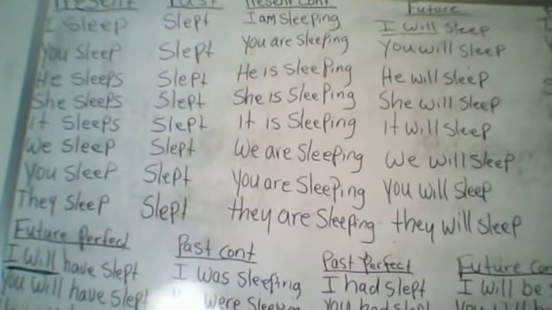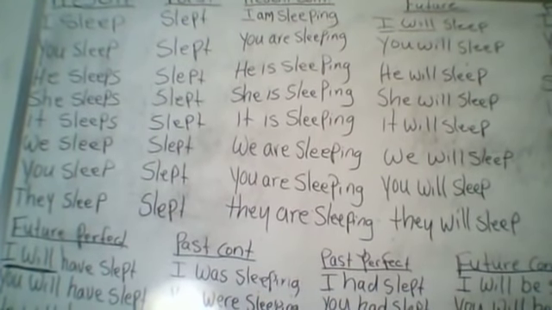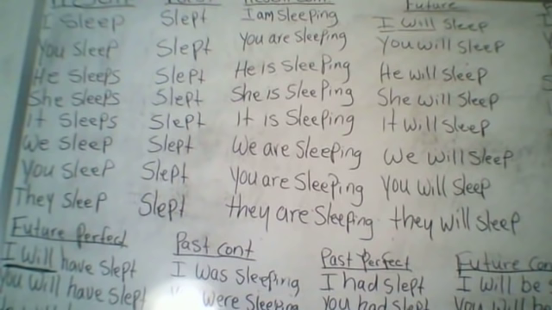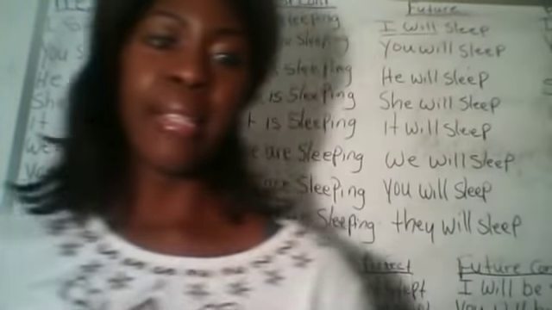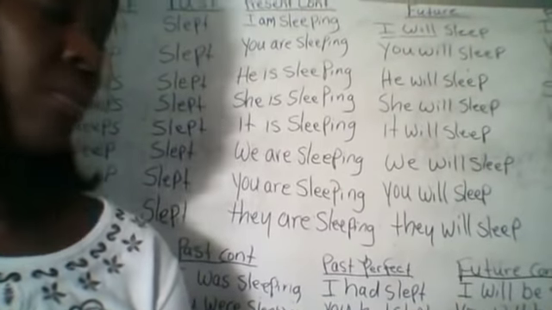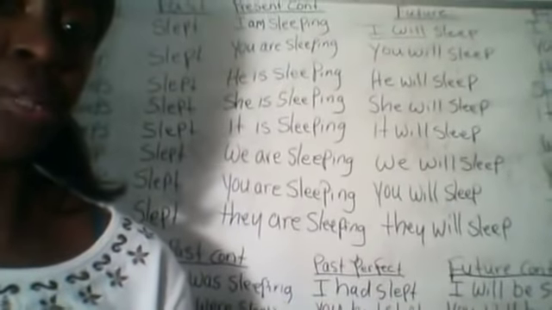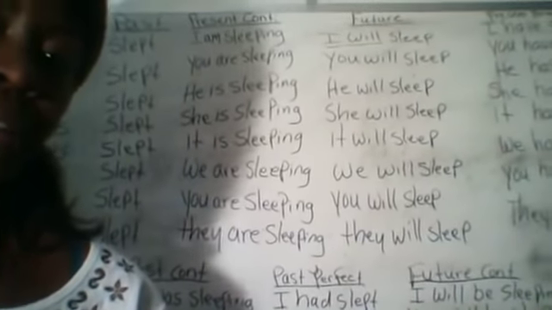Now, if we're talking about present perfect continuing, again, you're going to use the I have term. I have been sleeping. You have been sleeping. He has been sleeping. She has been sleeping. It has been sleeping. We have been sleeping, and they have been sleeping. Okay? Let me see if I can show it to you guys so you guys can see it perfectly.